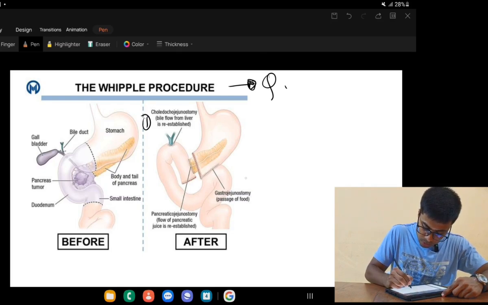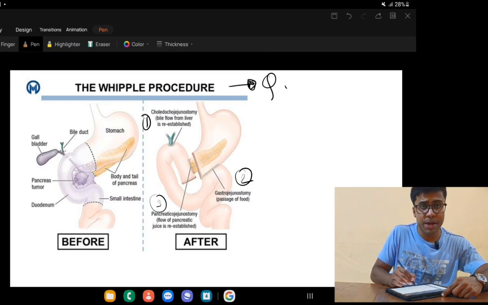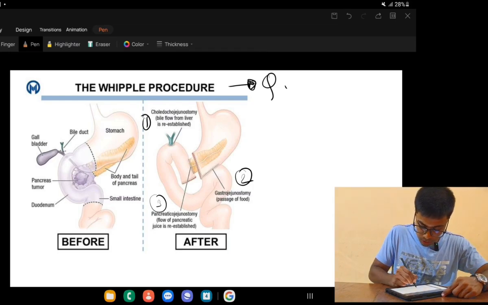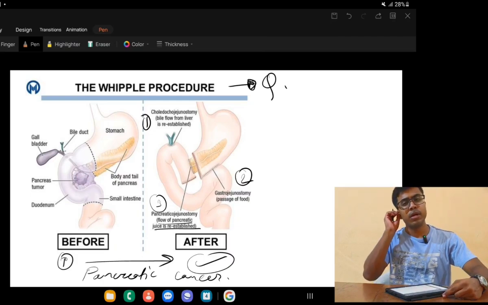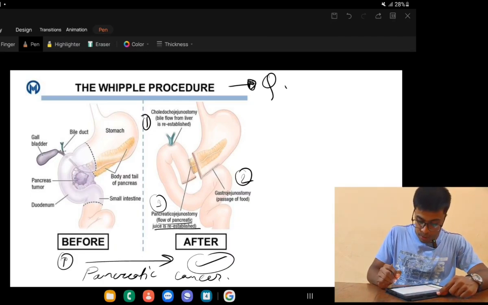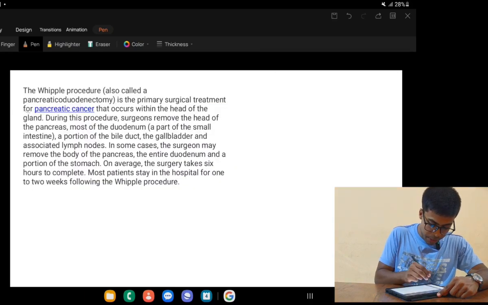This is the first. Then we have gastrojejunostomy for passage of stool, that is, the stomach and jejunum are attached. And then we have pancreaticojejunostomy, that is, pancreatic secretion should be released into the jejunum. That's why the flow of pancreatic juice is re-established after. So this is the before and this is the after. This is done in pancreatic cancers, and it's asked many times in FMGE.